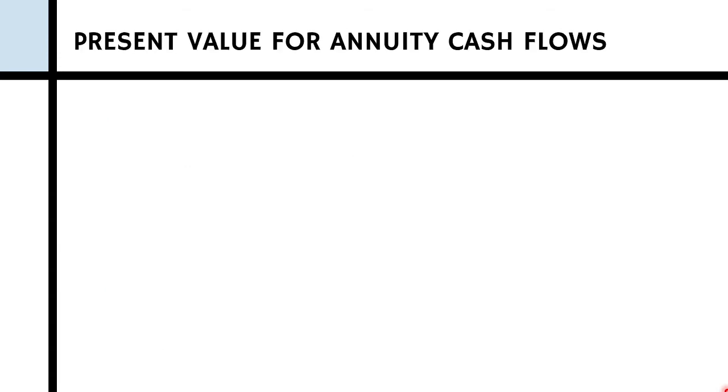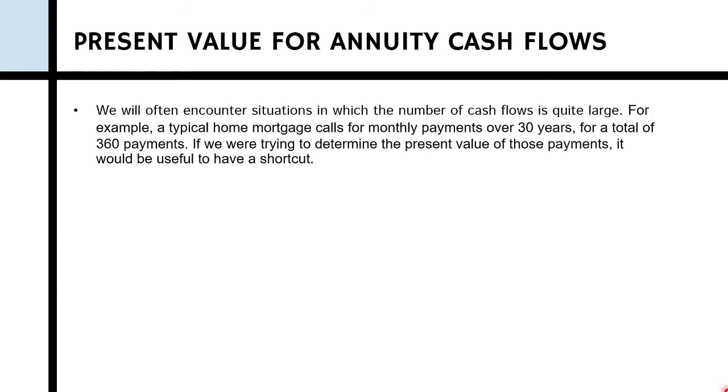Next, present value of annuity cash flows. In computing present value for annuity cash flows, we can use the process used in computing present value for multiple cash flows a while ago. However, when we say annuity, there are cases where the number of cash flows is large. For example, a typical home mortgage calls for monthly payments over 30 years, a total of 360 payments. As you can see, the process would be too long if we used the earlier method. Since the cash flows in an annuity are all the same, there is a formula we can use as a shortcut to compute the PV for annuity cash flows.